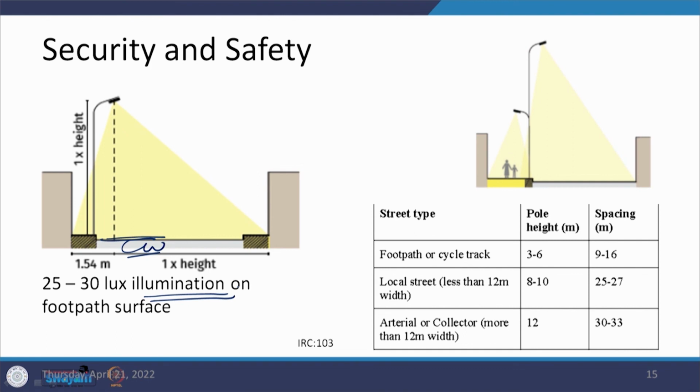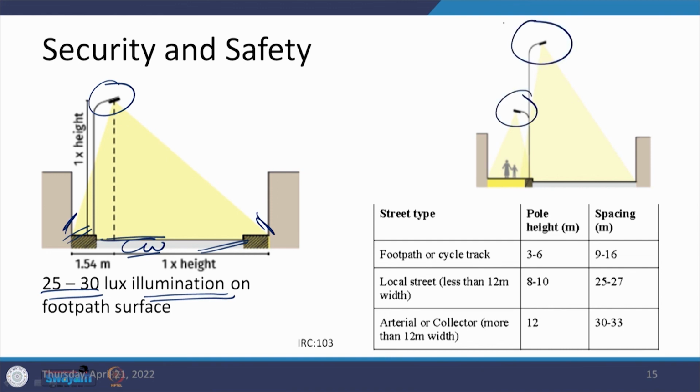Now, there are different ways in which it can be done. As you can see here, the height of this pole from where the illumination is coming is so high that the surface of the carriageway as well as the surface of the footpath is illuminated up to this point as well as this point, and the value which should be available is 25 to 30 lux. Here, when we are looking at the same thing, there is another way of design.